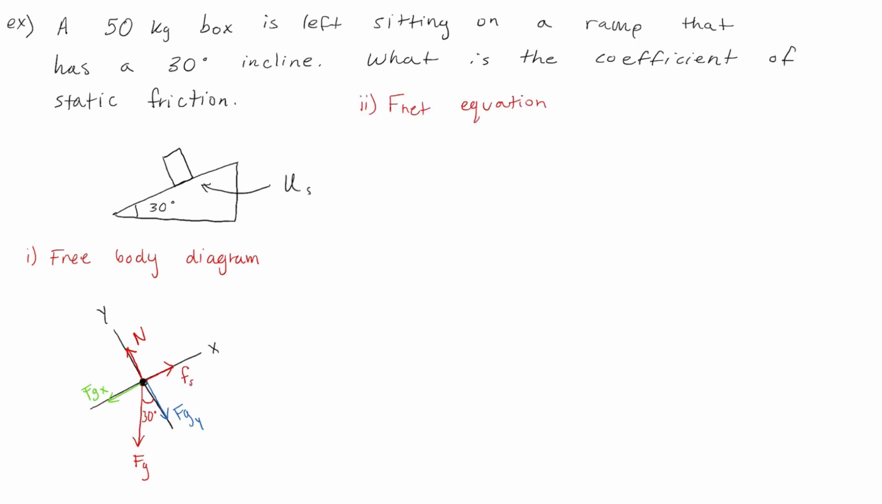Now that we have our free body diagram, let's move on to writing our F-net equations. We will write an F-net x equation, which is the sum of all the forces acting along the x-axis. So we have the static friction minus the x component of the force of gravity. The static friction is positive because it's pointed to the right, whereas the x component of the force of gravity is negative because it's pointed to the left.